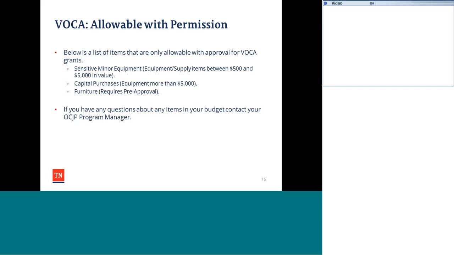The items below are only allowable with approval from your program manager. For example, sensitive minor equipment such as computers and printers would need approval from your program manager, as would any capital purchase and furniture. If you have any questions about items in your budget that you're unsure of, I would highly recommend that you contact your program manager and really walk through that and discuss how it pertains to your project and how it's going to be used.